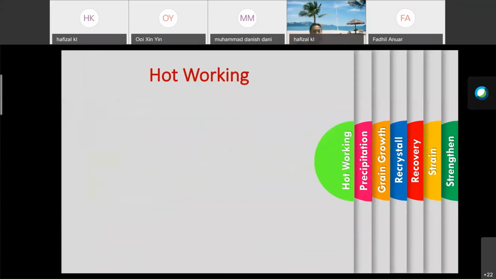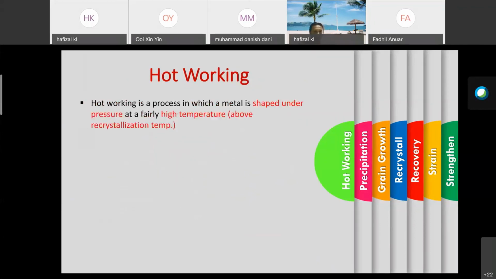Finally, we already learned about cold working, and now we need to look at hot working. Hot working can be differentiated from cold working. Hot working is basically where we introduce high temperature, above the recrystallization temperature, whereby we make a deformation, or change the shape of the material under force or pressure.